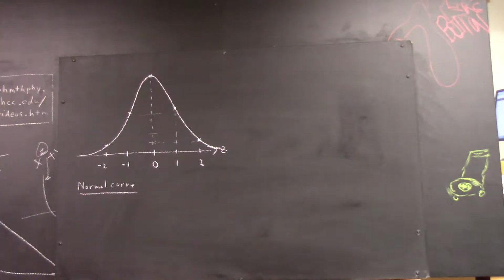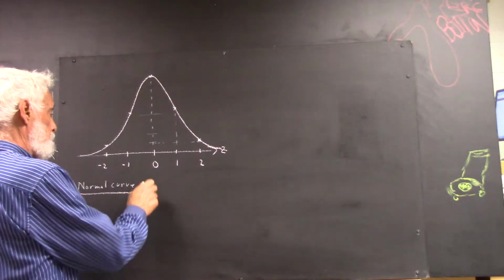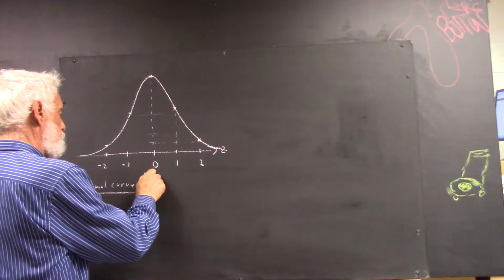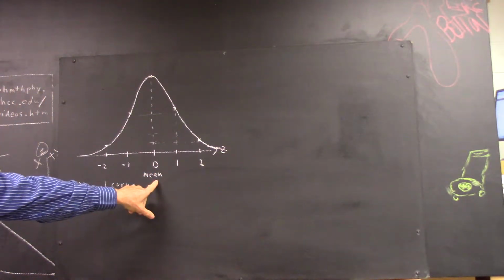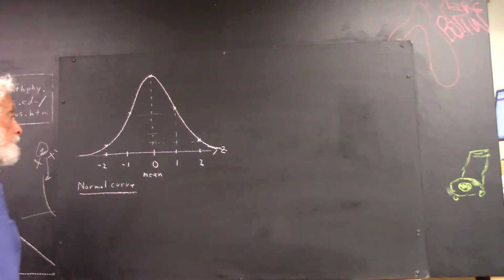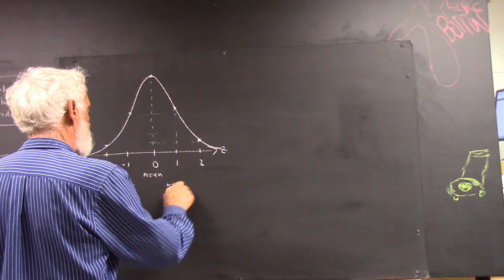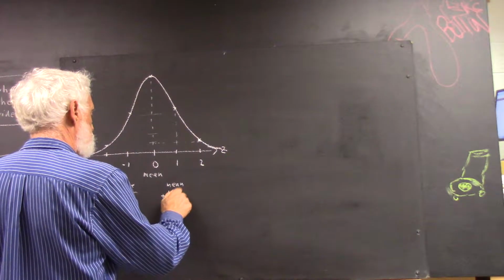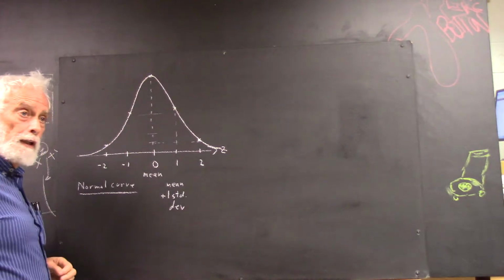Now there's more. Z equals 0 is where your mean goes. Z equals 1 is the mean plus your standard deviation.